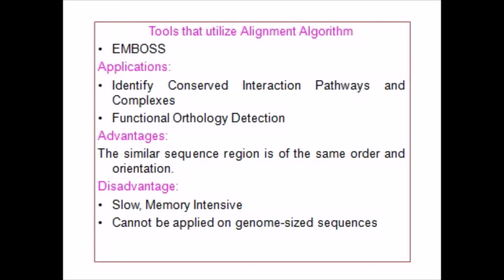The advantage of the alignment algorithms is that similar sequence regions are found in the same order and orientation. The disadvantages are that they are slow, memory intensive, and cannot be applied to genome-size sequences.